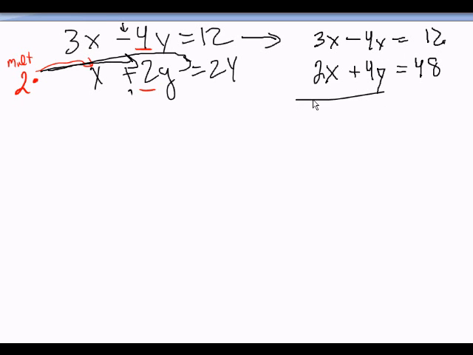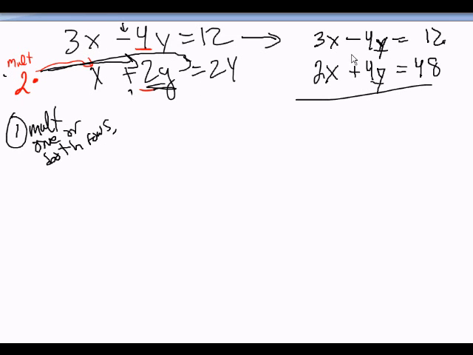Now, I'm not going to multiply the top row. 3x minus 4y equals 12. Do you see how I have the same y's? One's positive and one's negative. You okay with that? I just multiplied the bottom by 2, and then we got the 4's to be the same. One is positive, one's negative.